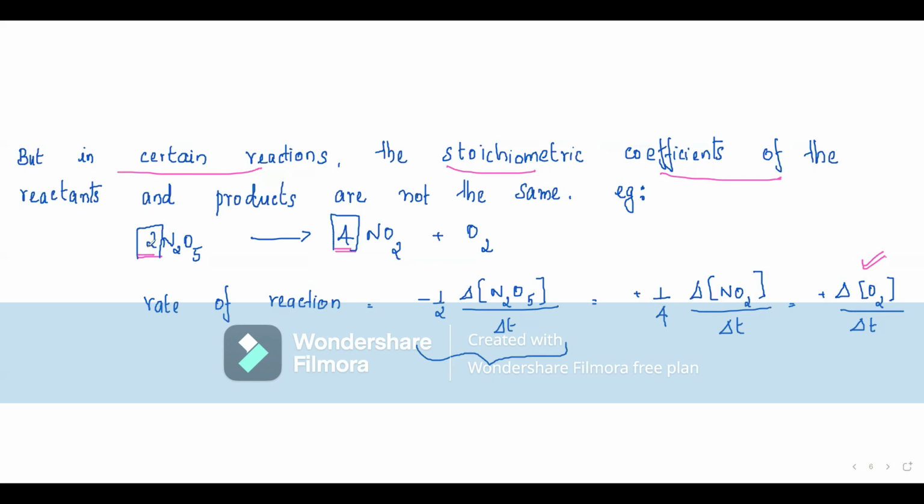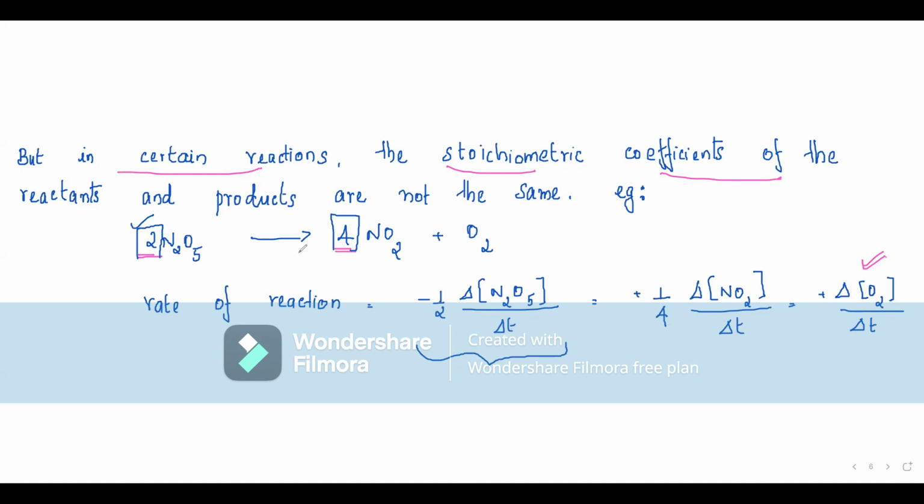So since I have 2N2O5 here, the rate of this reaction is minus 1 by 2 delta. That 1 by 2 minus is because it is the reactant. Since 2 is the coefficient, here I'm dividing the term by 2. So 1 by 2 of delta, change in concentration of N2O5, by delta T, time required for the change.